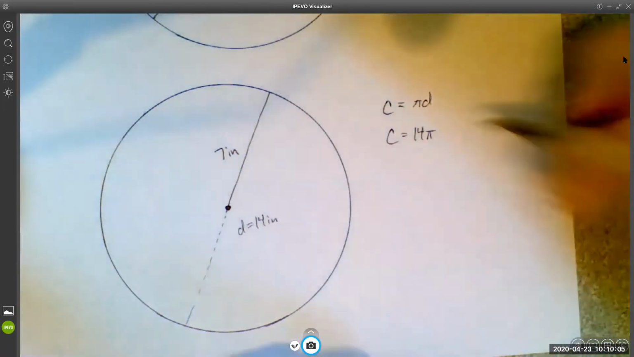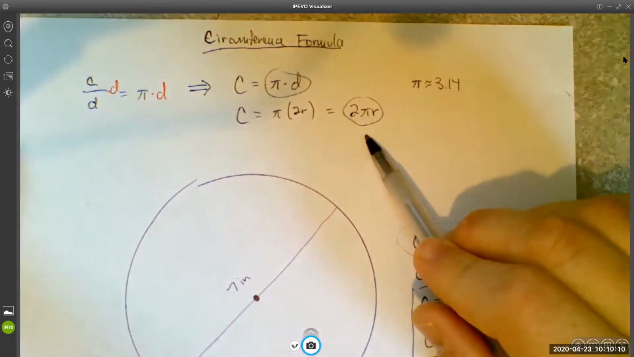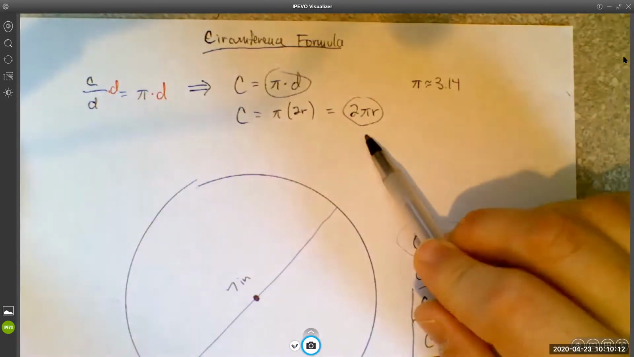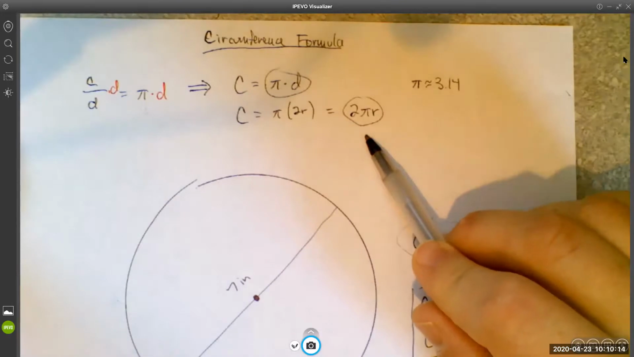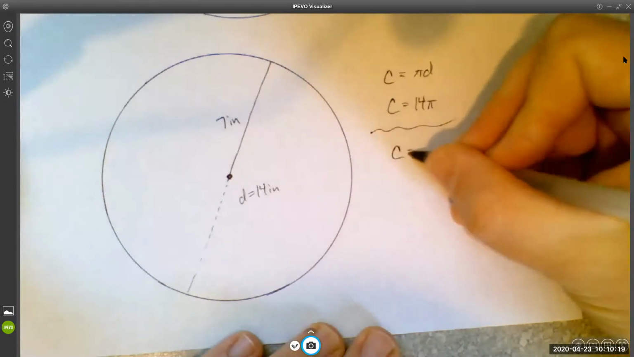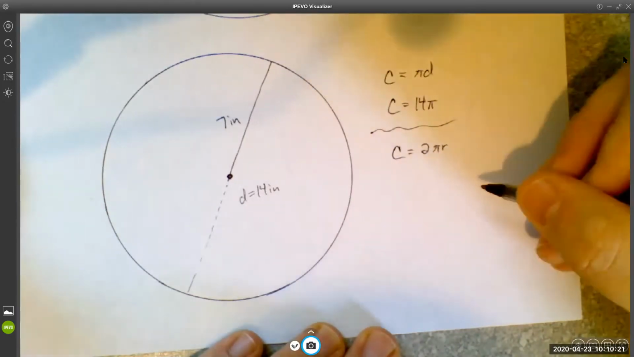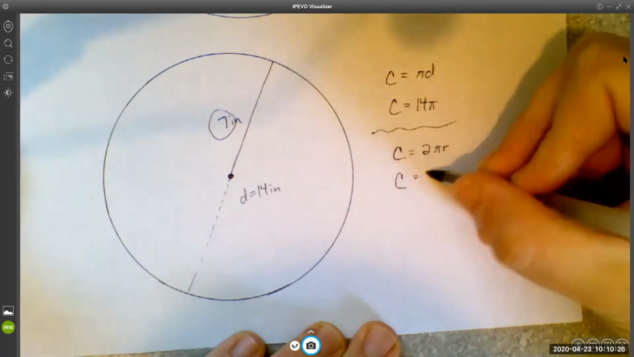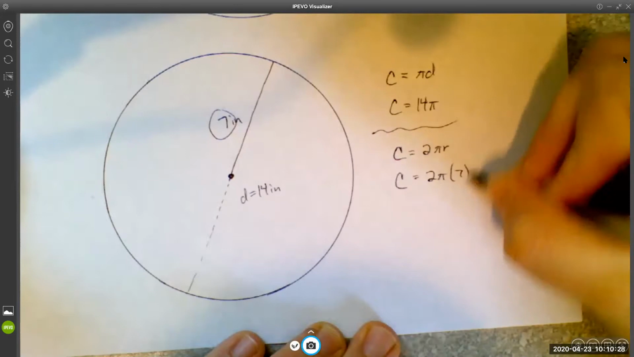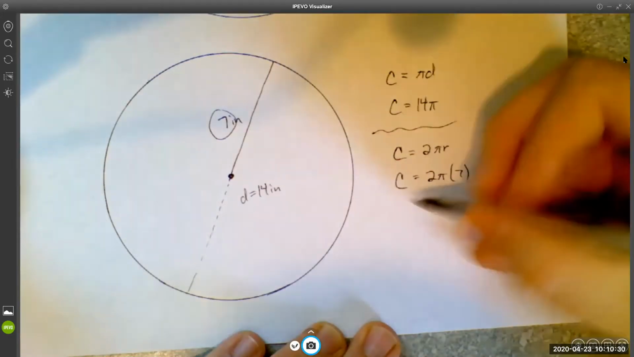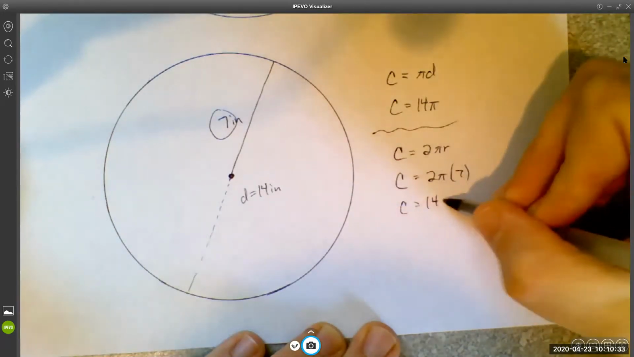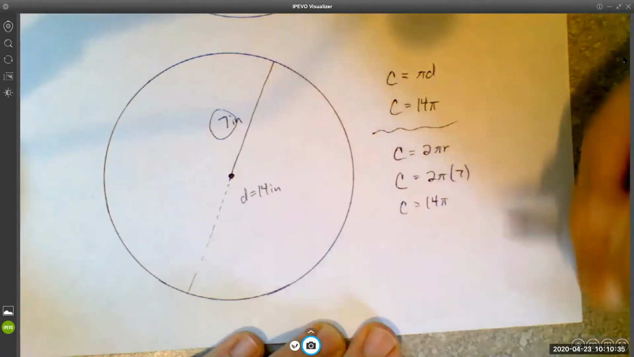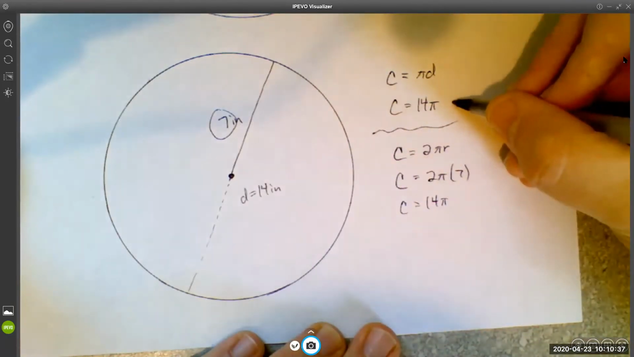Another way to do the exact same thing is to use the other version of the formula that we discussed. Since we were given the radius, we might want to use this formula that involves the radius instead of the diameter. So C is 2 pi r, and then we can just plug in 7 directly. C is 2 times pi times 7. 2 times 7 is, of course, 14. So pretty straightforward. The circumference is 14 pi inches.